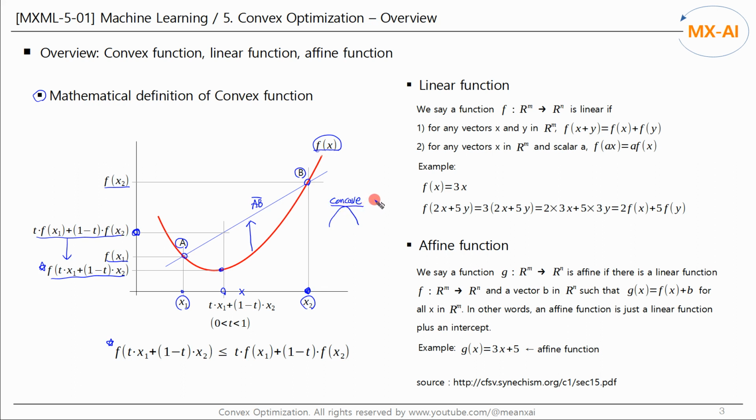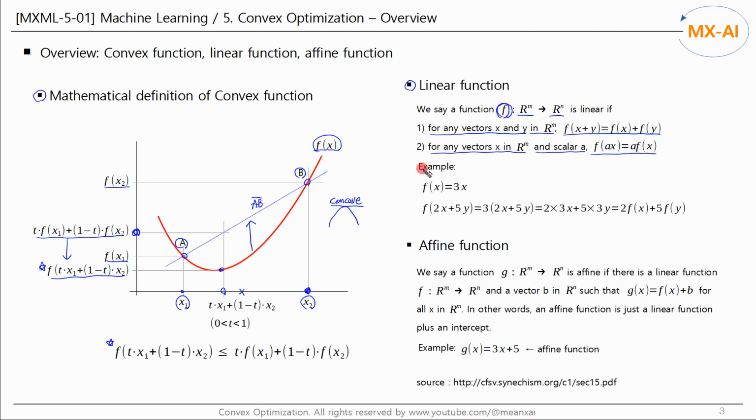Next, let's look at the definition of a linear function. When there is a function f that maps from the domain Rm to the range Rn, if this equation holds true for any vectors x and y belonging to Rm, and if this equation holds true for any vector x belonging to Rm and the scalar a, then the function f is called a linear function.